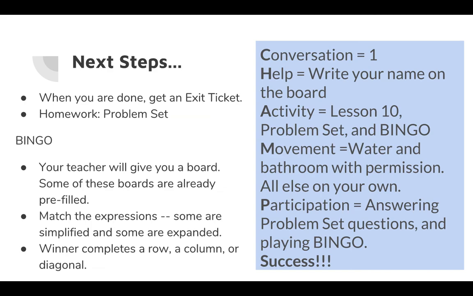So your next steps: when you are done with your problem set questions, get an exit ticket. My friends, you are going to be doing all your problem set questions for this unit. So once you're done with that, get your exit ticket. There is a bingo game that goes with this, in which I will give you a board. Some of these boards are already pre-filled, matched expressions, some are simplified and some are expanded. Winners complete a row, a column, or a diagonal. I will let you know when we are going to play this.